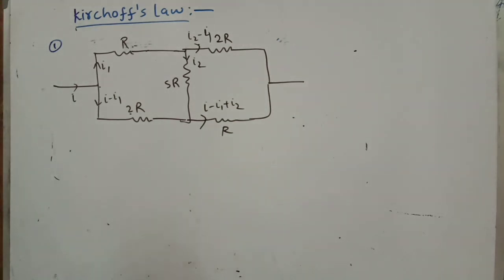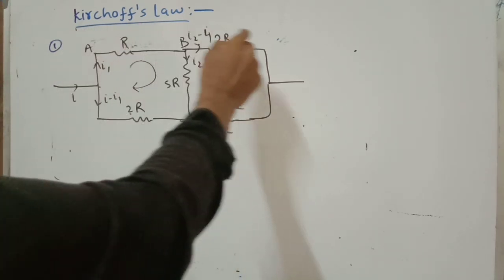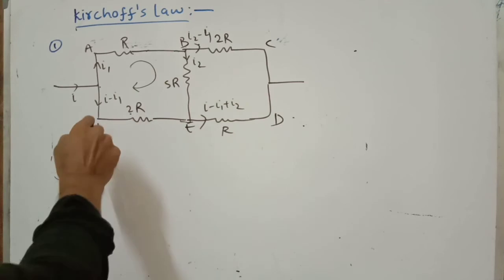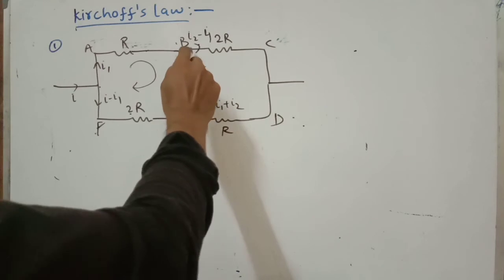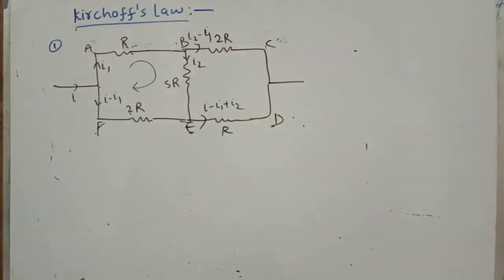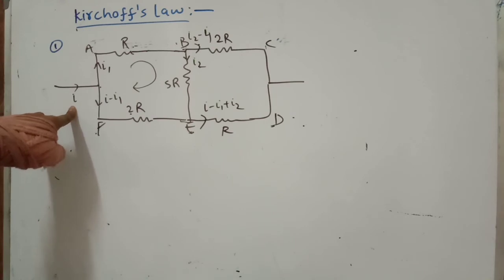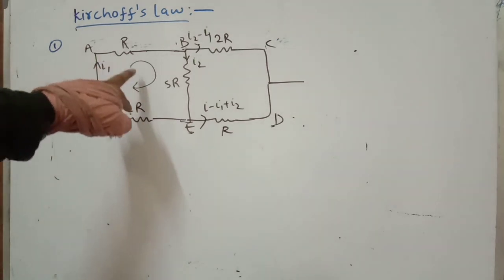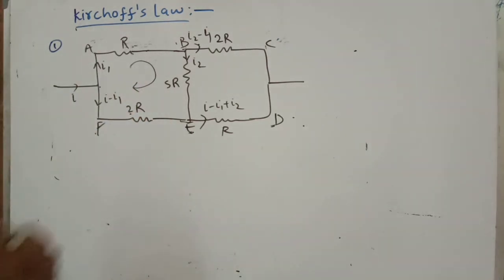Okay, so now apply the loop law. Let me name the points A, B, C, D, E, F. First you take the loop A, B, E, F. Similarly you can take the loop B, C, D, E. There are two equations and two variables, so you can find the current in terms of I, because I is the given total current. So you will get the current in every branch in terms of I when you consider two loops.